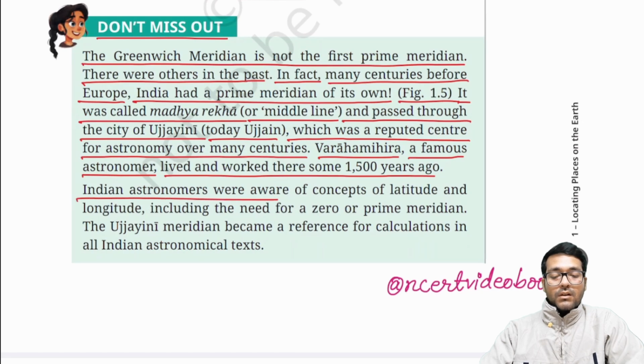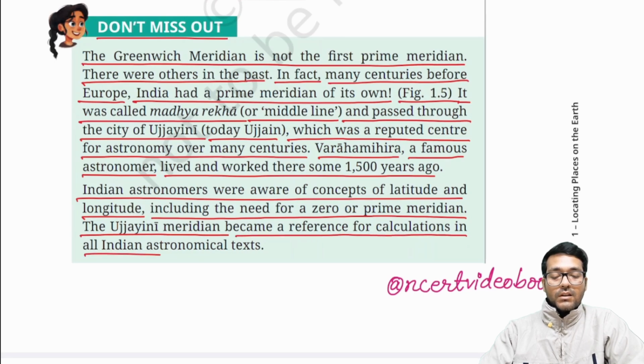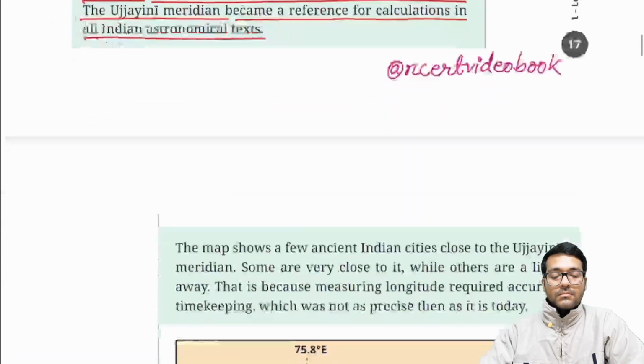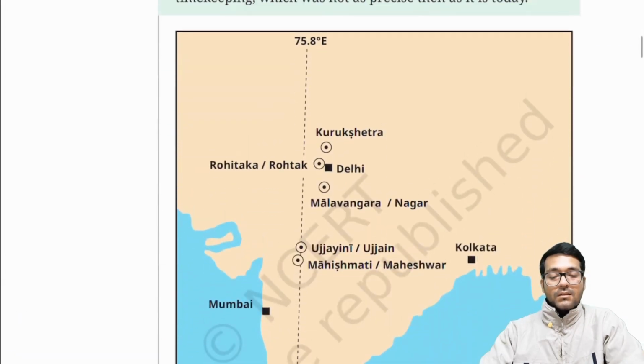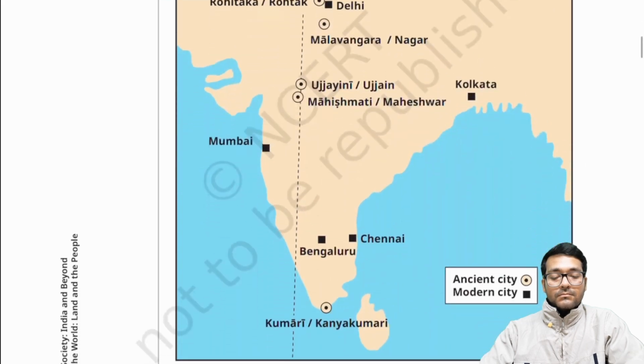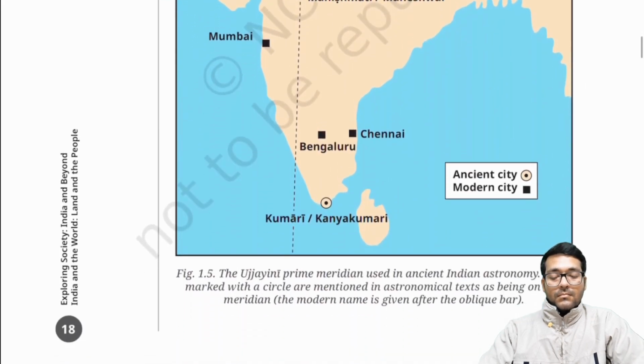Indian astronomers were aware of concepts of latitude and longitude, including the need for a zero or prime meridian. The Ujjaini meridian became a reference for calculations in all Indian astronomical texts. You can see the Ujjaini meridian or prime meridian in the ancient time, 75.8° east. Figure 1.5. The Ujjaini prime meridian used in ancient Indian astronomy.